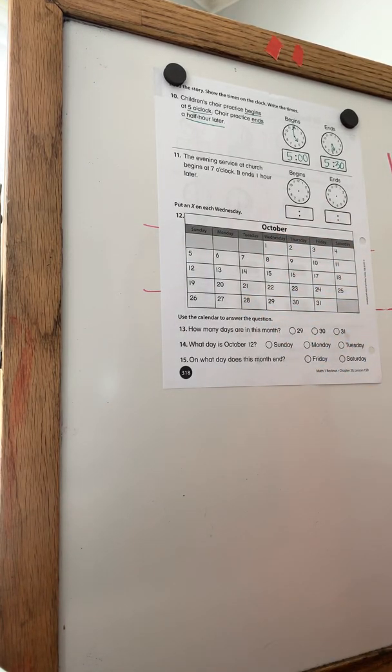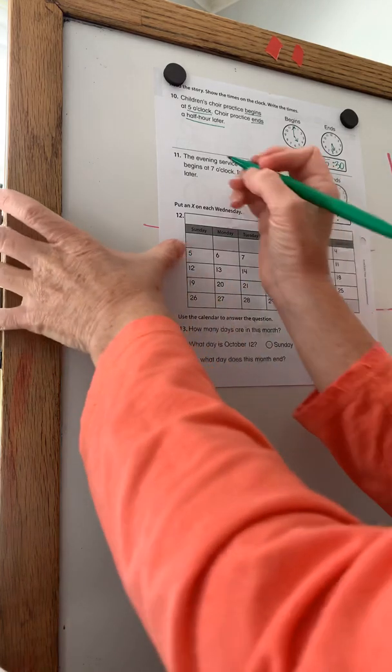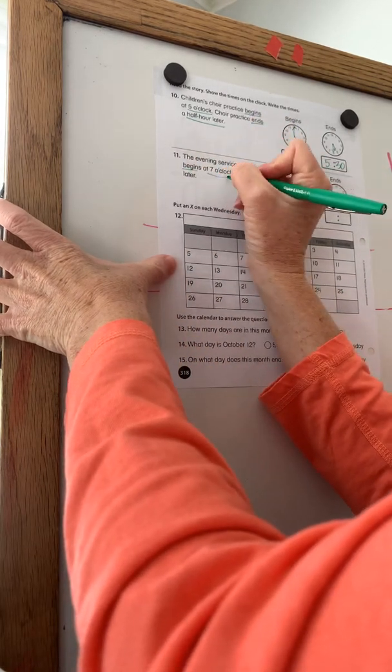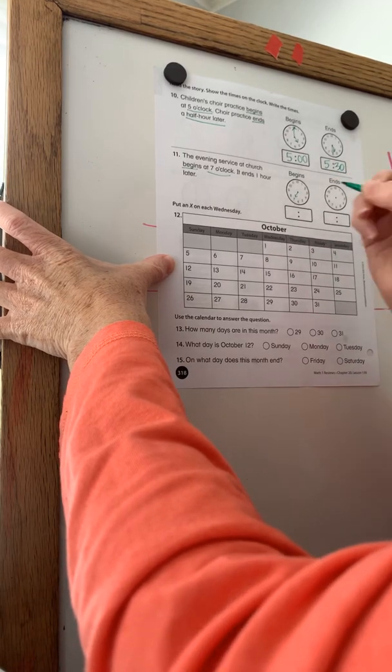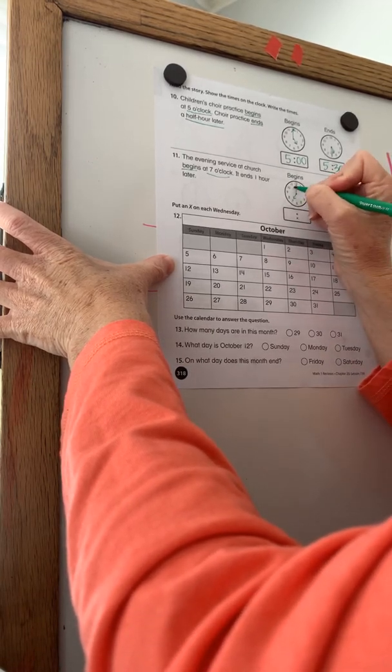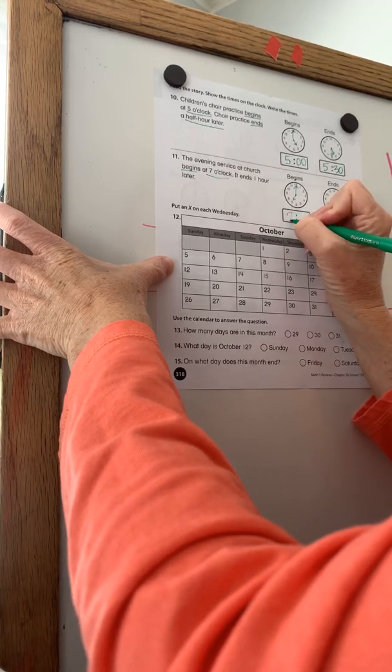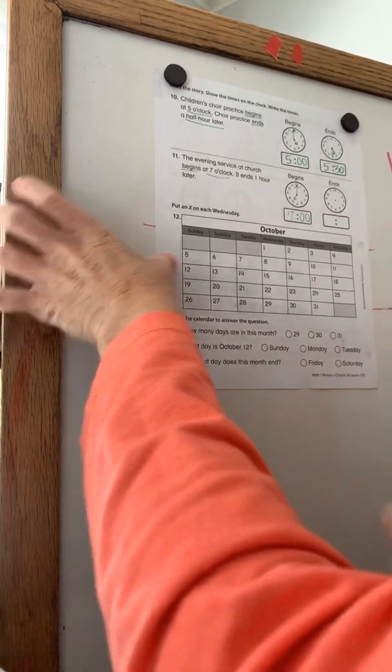Okay. Number 11, the evening service at church begins at 7 o'clock. It ends 1 hour later. So I'm going to underline my information. Begins at 7 o'clock. So I'm going to draw 7 with a shorthand because that's my hour. O'clock for the minutes is at the 12. And I'm going to write 7:00 for o'clock.